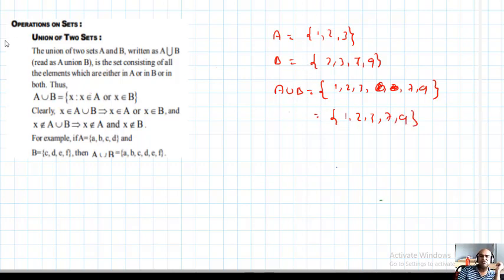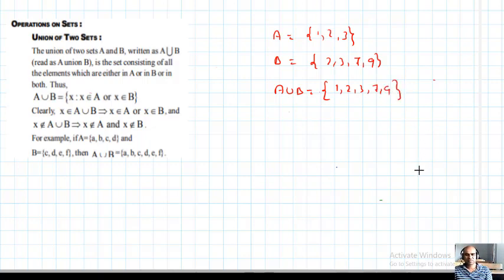Understood? How to find A union B is important. Once again, listen students, A is given as {1, 2, 3}, and B is given as {2, 3, 7, 9}. We want to find A union B. According to the definition, A union B means the elements which are in either A or B or in both A and B. That means 1, 2, 3, 7, 9. So this is A union B.